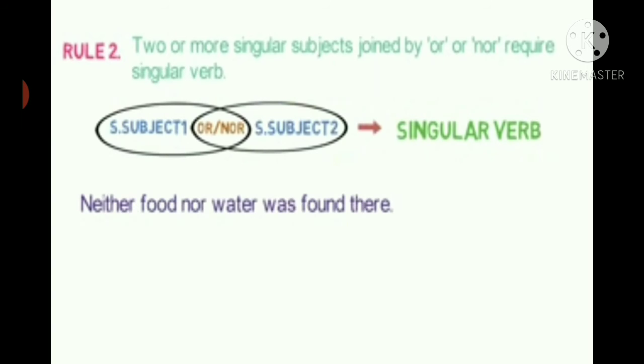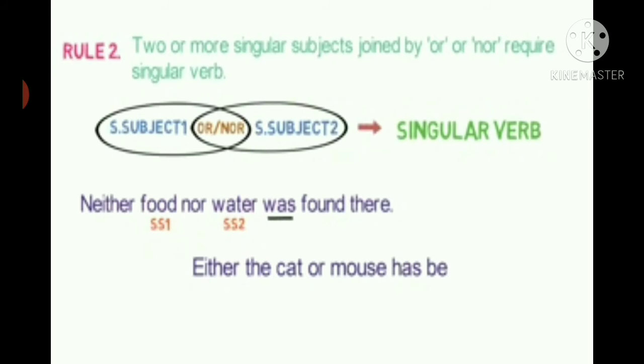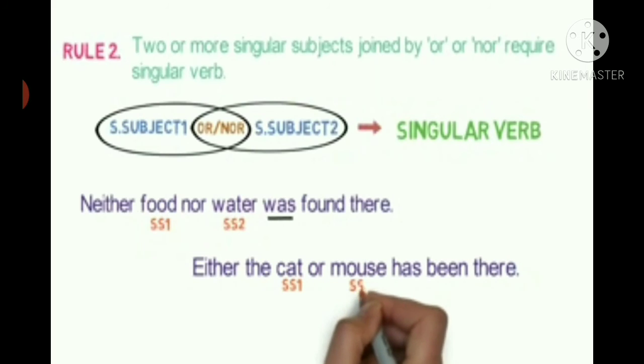Neither food nor water was found there. So neither nor means single. Okay, neither nor means singular noun. That is why we are going to use singular verb. Either the cat or mouse has been there. So again over here either or means single. So that is why we are going to use has over here. Again singular verb.